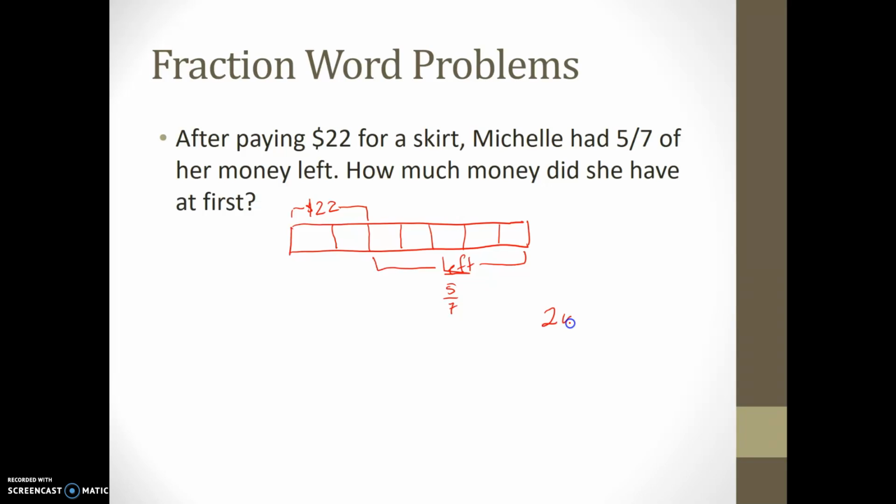So I'm going to solve with the unitary method. Solve for $22. And I wanted to know how much she had at first. Well, I started off with 7 units. So that's what I'll solve for. So 7 units is going to equal 7 times 11, which is $77. Not too hard, right? I bet you guys did that on your own.